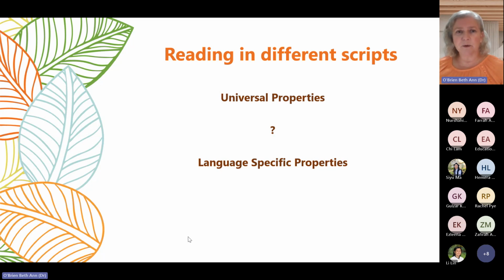However, there's been a lot less work in terms of modeling and just understanding what the properties of reading are across different languages. So, is reading the same regardless of what language you read, or are there language specific properties and we have to learn differently when we learn to read in different languages?